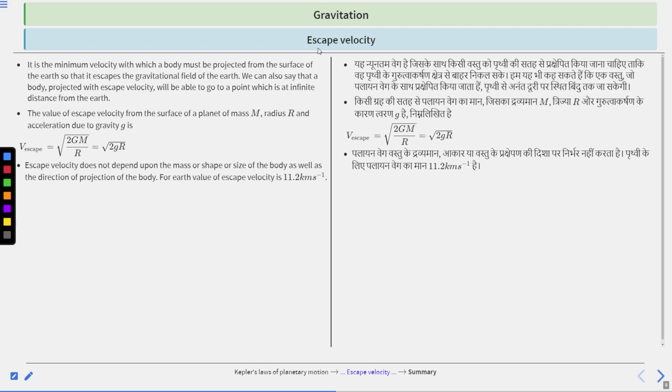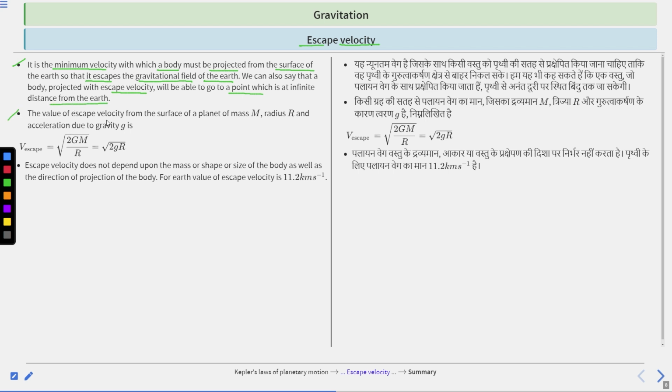Next is escape velocity. It is the minimum velocity with which a body must be projected from the surface of the Earth so that it escapes the gravitational field of the Earth. We can also say that a body projected with escape velocity will be able to go to a point which is at infinite distance from the Earth.